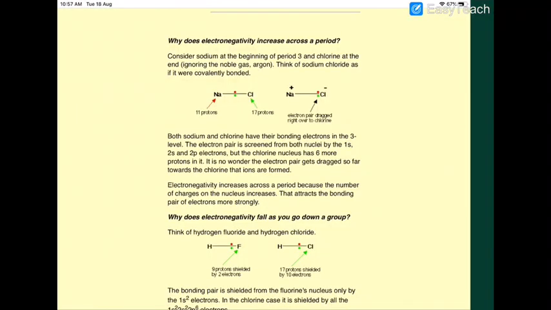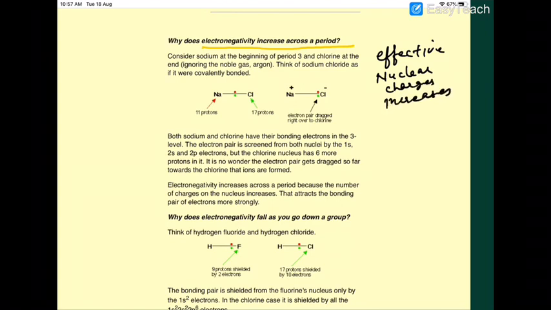Now we have to take into account why electronegativity increases across the period. Why does it increase across the period? The reason is the effective nuclear charge. So what can you say? Effective nuclear charge increases from left to right in a period.